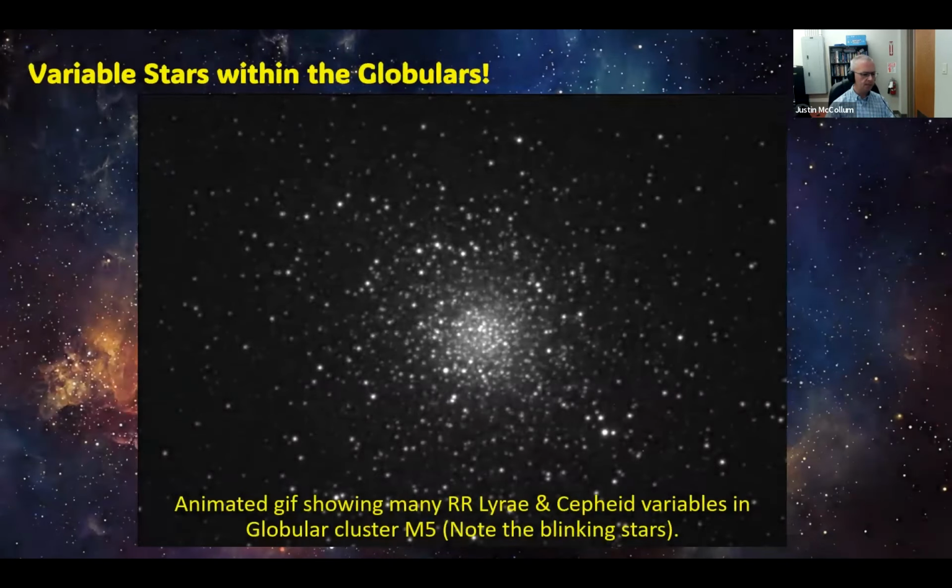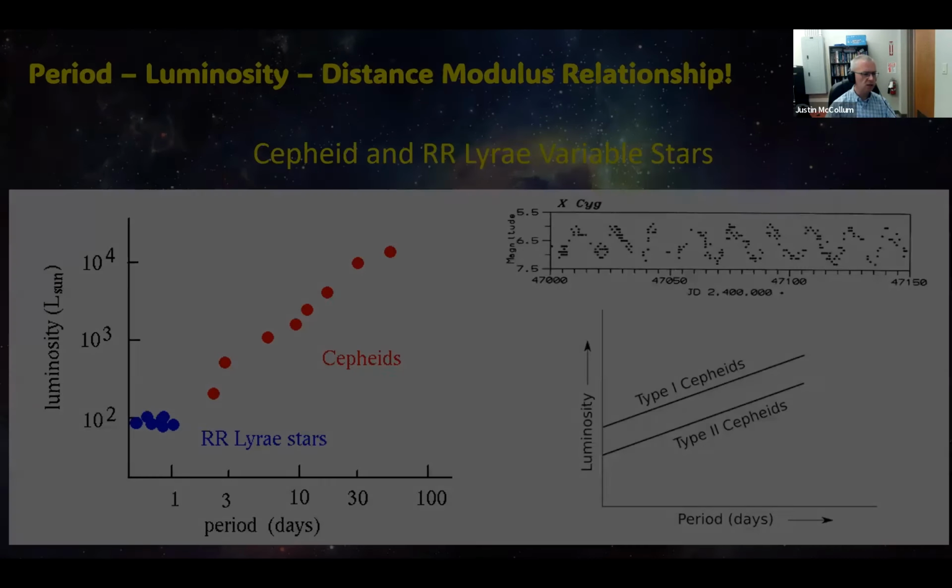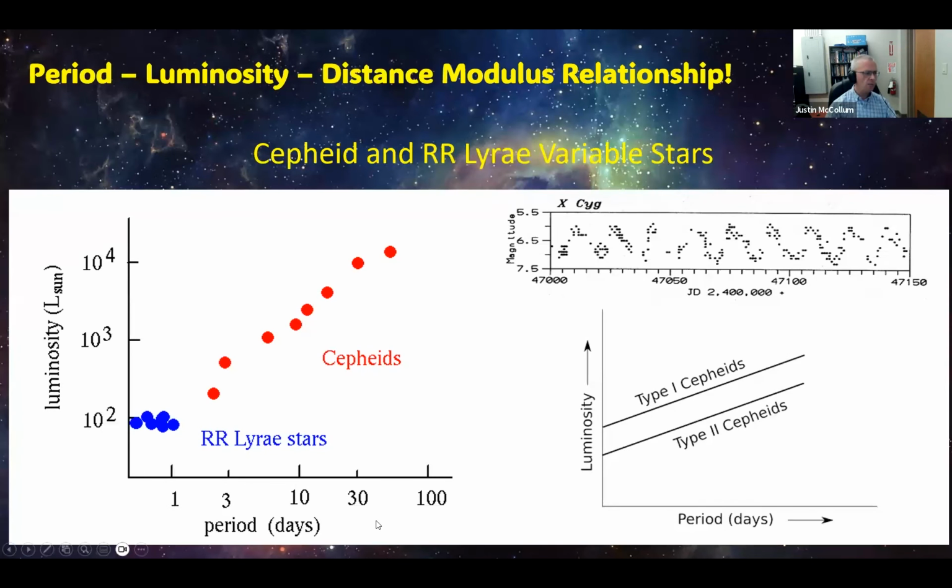And what's important is that here's M5, so we can see the flickering. So we got the RR Lyrae and the Cepheid variable stars right there. And we can actually use these as measurement indicators to find the distances. We can measure the distances of these globular clusters. So we have what we call the period luminosity distance modulus. Basically, we look at the luminosity, we see the period. So here are the RR Lyraes, here are the Cepheids. We get two types of Cepheids that change in brightness over time. Here's actual data for one of those Cepheids.